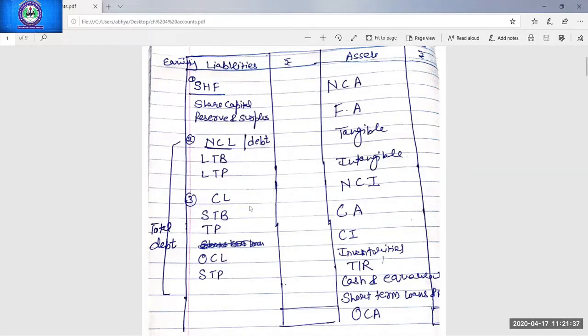Yes. Yes, students. Am I audible, students? Am I audible? Okay. Then find out how you will be able to find out the current liability, please.